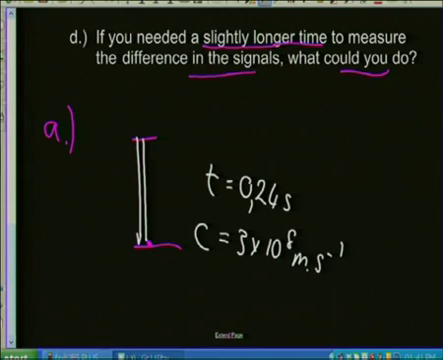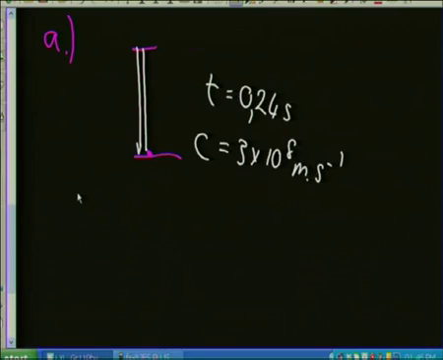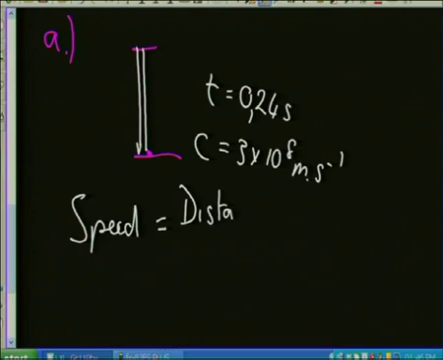Now we want to find distance, so I'm going to write down the formula. Speed equals distance divided by time.